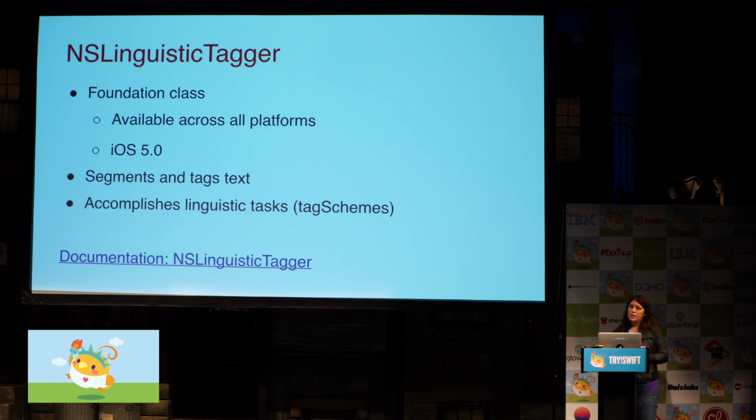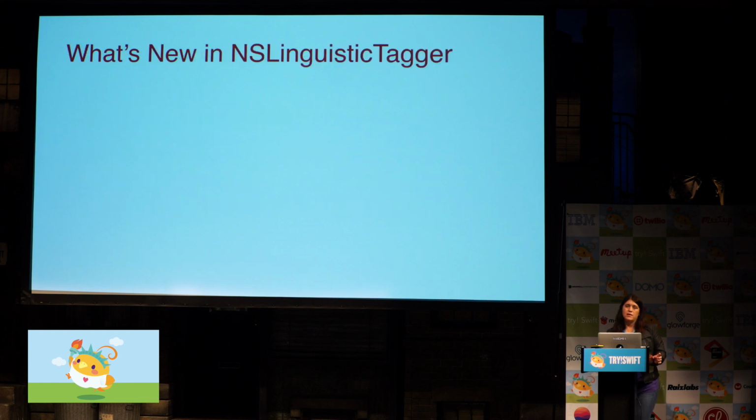Definitely check out the documentation on this. It's really helpful. Some of it is still in beta, but it's not too different from what it was. Because it's been around since iOS 5, let's see what's new in this linguistic tagger. We have the concept of units, which didn't exist before, so we can specify at which level we want to tag a specific body of text, so a sentence perhaps, or individual words.